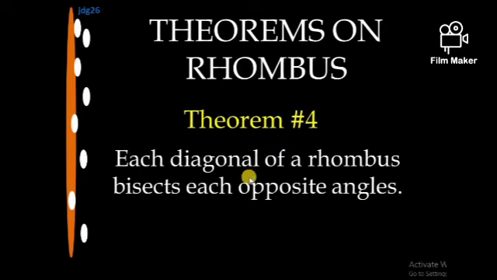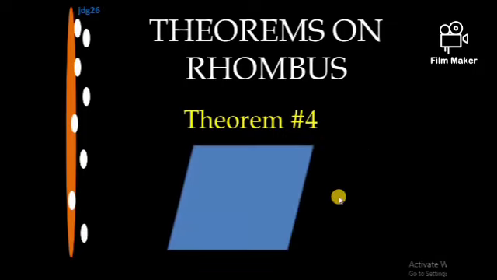Theorem number 4. Each diagonal of a rhombus bisects each opposite angle. Let's have an illustration of a rhombus. If this is 70 degrees, the opposite angle is also 70 degrees. Let's draw a diagonal and the angles are divided. This is now 35 degrees, the other one is also 35 degrees because the diagonal bisected the angle. Of course, the opposite angles have the same measure, 35 degrees and 35 degrees.